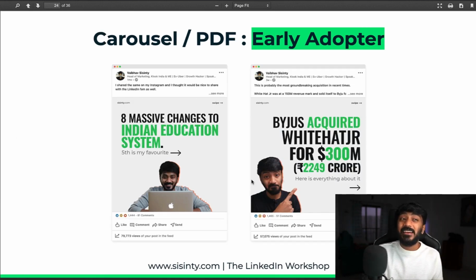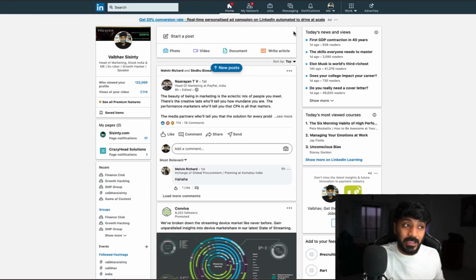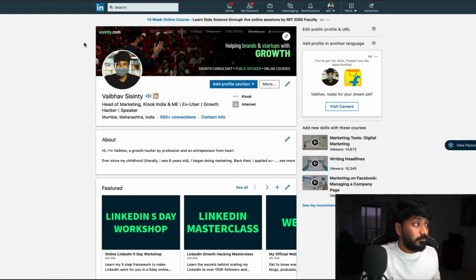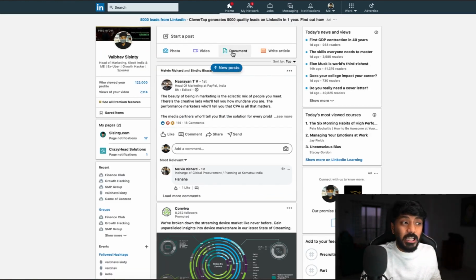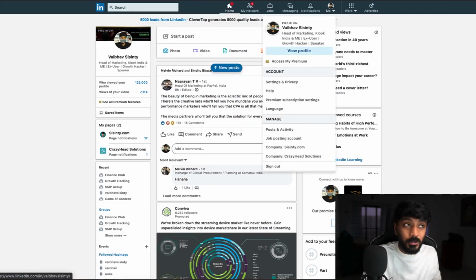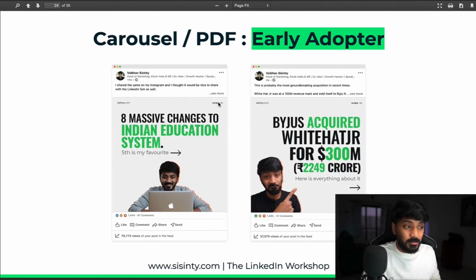And finally, carousel or PDF posts. What are these? Okay, so you can also upload PDFs onto LinkedIn, and this is what carousel posts look like. All right, on your LinkedIn, you can upload a PDF by clicking on document, and you can upload a PDF here. And once you do, obviously here you can see swipe, so people can swipe and there are multiple images. It's like a presentation, right?